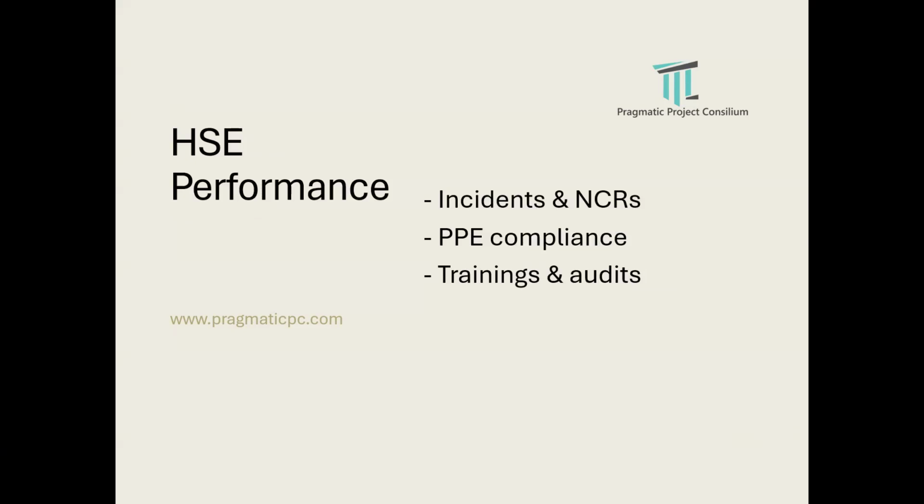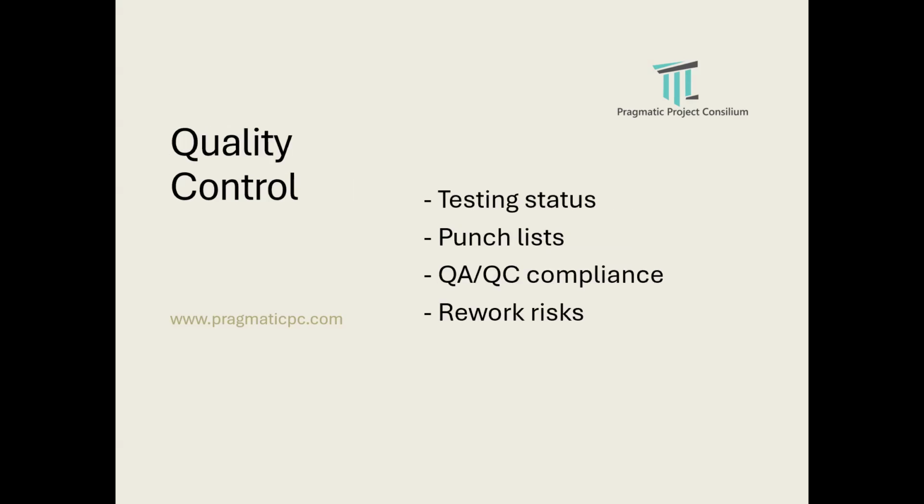So next is HSE performance. Were there any incidents or NCRs being reported? NCRs are usually connected with quality. What are the PPE compliances, and whether there are any safety observations or safety violations, and the internal audits, all will be covered. And what is the vehicle speed, any overspeed being recorded? Everything will be there in the HSE performance.